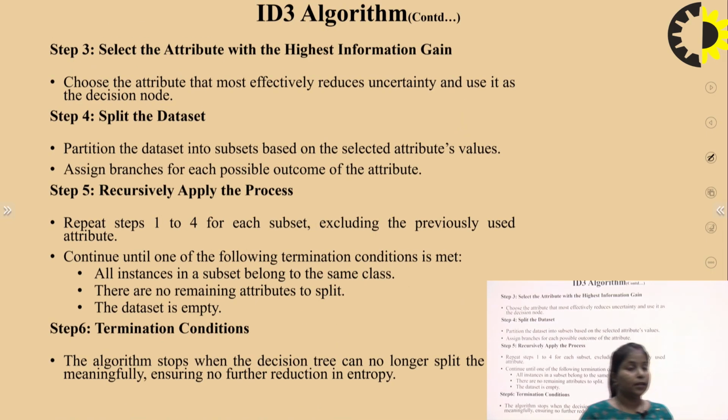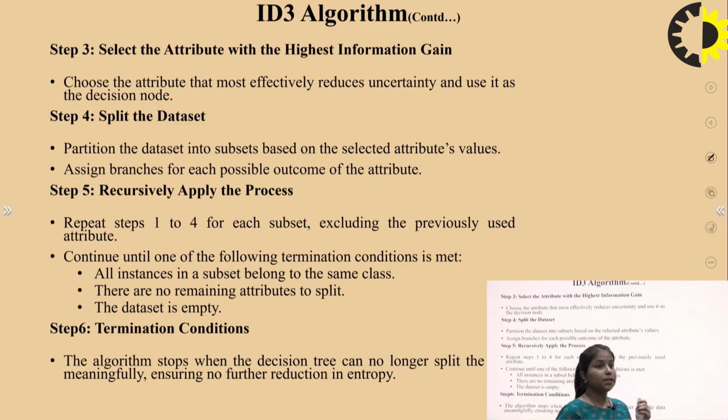Now the third step: select the attribute with the highest information gain. Choose the attribute that most effectively reduces uncertainty and use it as the decision node. When choosing the root node, now split the data set. Partition the data set into subsets based on the selected attribute values. Assign branches for each possible outcome of the attribute.